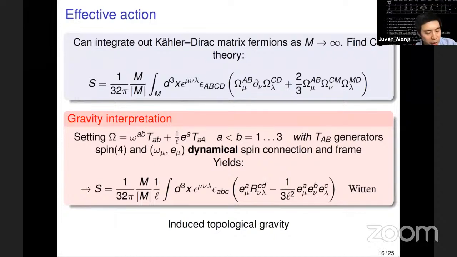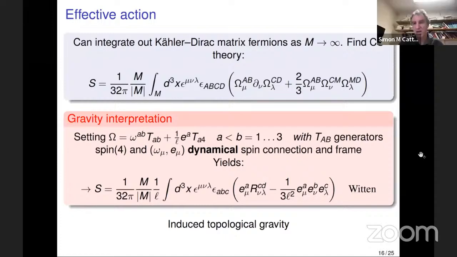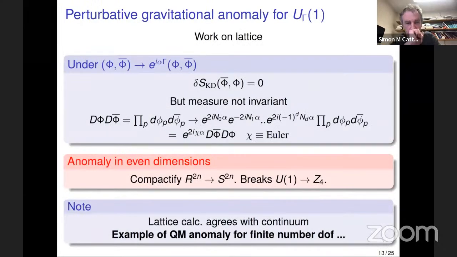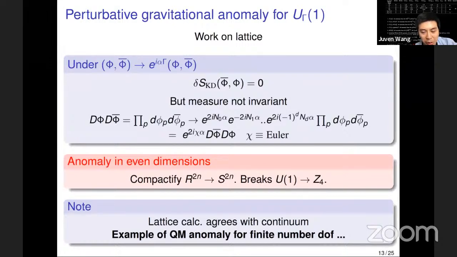Right. But can I make sure? In your page 13 of the slide, here we go. Do you already regard the theory as full left-handed Majorana fermions here?